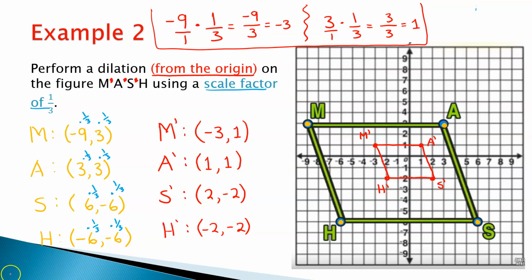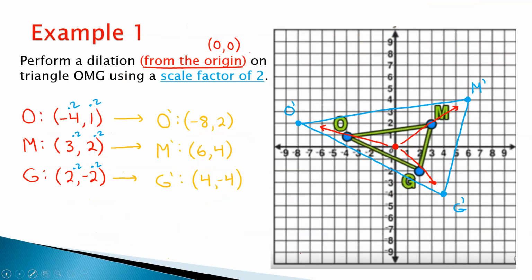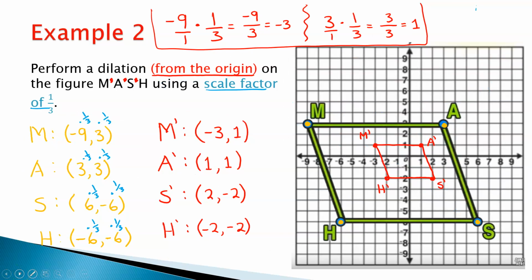So again, both of these examples, example number 1 and example number 2. The important part that you need to understand is where's that dilation happening? Well, in this case, it's happening from the origin. So again, it's either pulling everything towards the middle or pushing everything away from the middle, right? Think of it as an explosion or a black hole. All right, so those were dilations from the origin.